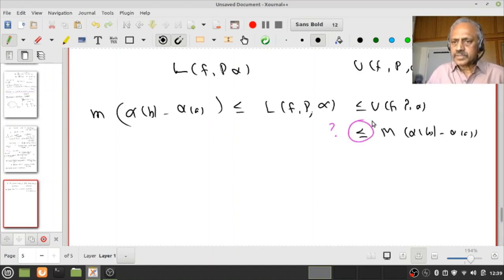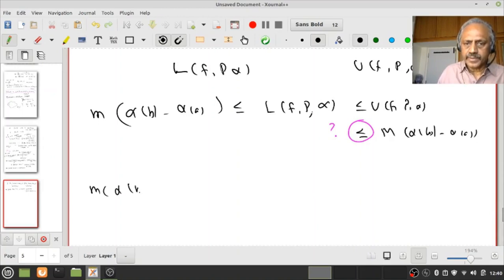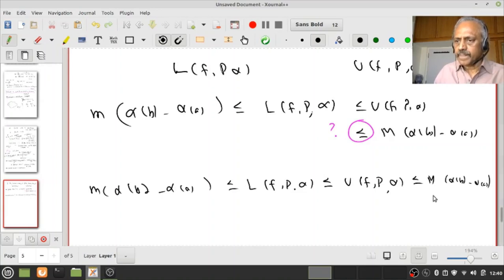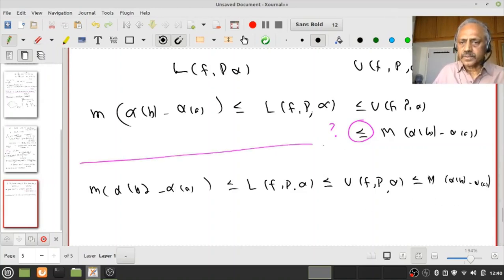Okay. Are you convinced of this inequality? So we have the analog of the last inequality. What is that? m times (alpha(b) minus alpha(a)) is less than or equal to L(f, P, alpha), which is less than or equal to U(f, P, alpha), which is less than or equal to capital M times (alpha(b) minus alpha(a)). Okay, this is the analog of the inequality.